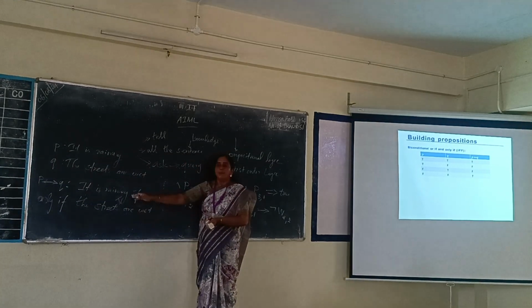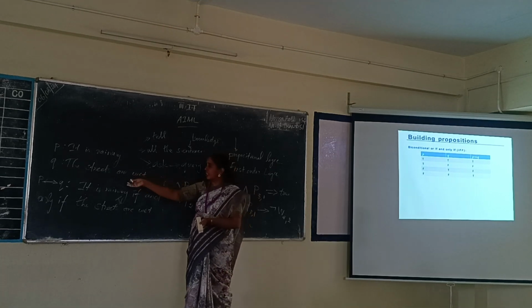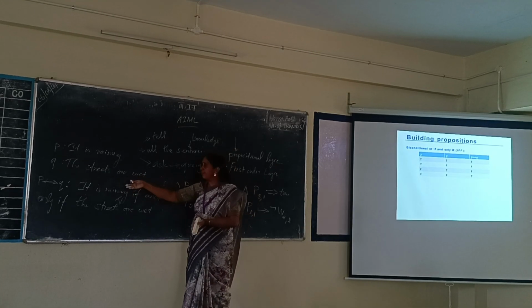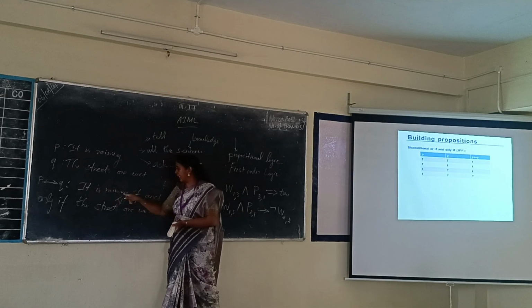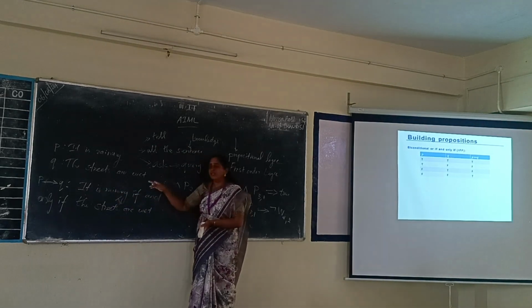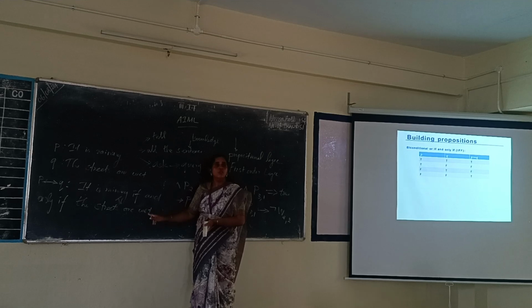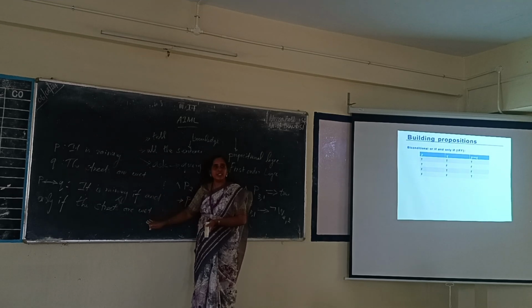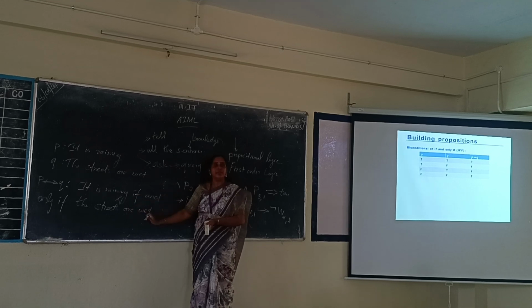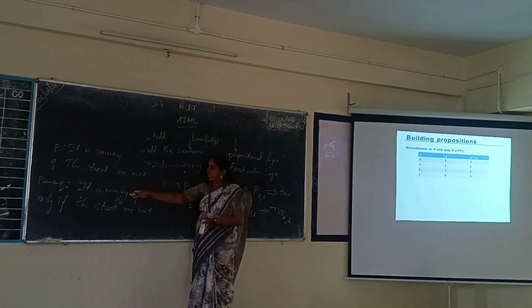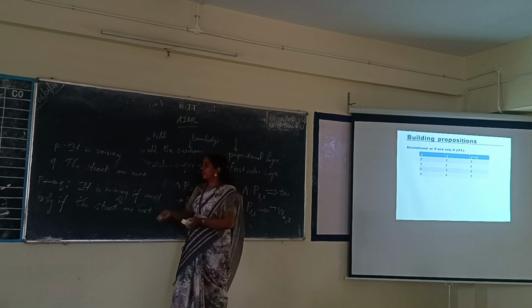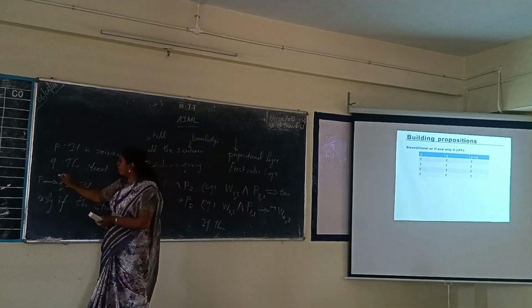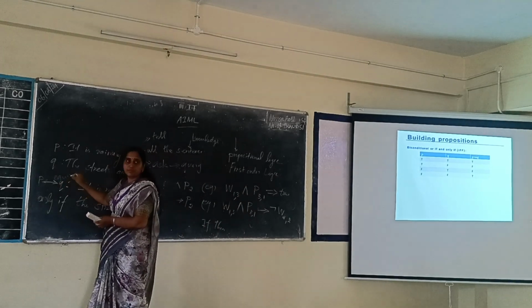If P biconditional Q, the meaning of this sentence is, it is raining if and only if the streets are wet. So you can read the same sentence in reverse order also. The streets are wet if and only if it is raining. Okay, so this is the meaning of biconditional, or we can say it as equivalent.